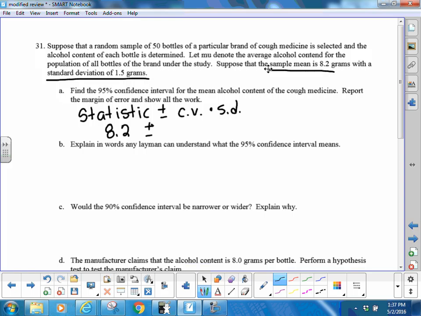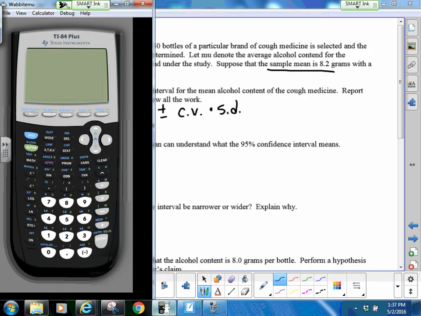Critical value. They told me that I'm 95% confident. How am I going to get t-star from that? Remember how we got t-star in the past? Inverse t. So we're going to go to our calculator, and we're going to go to distributions, and we're going to go to inverse t.